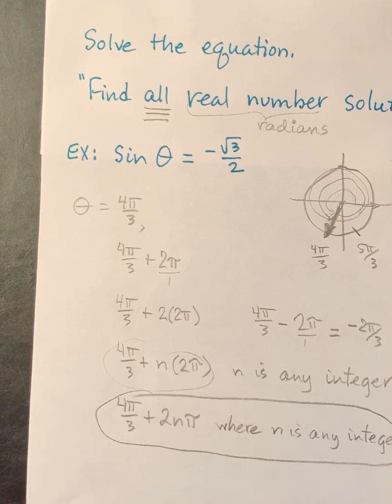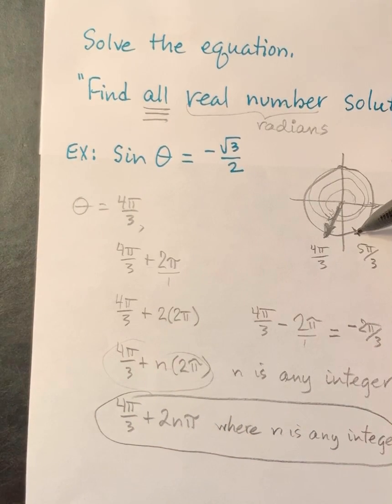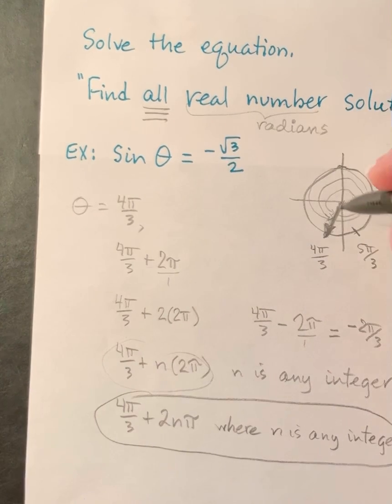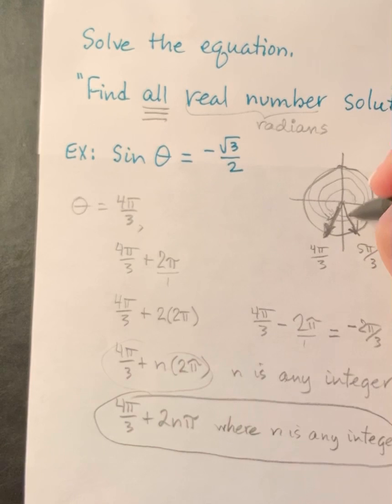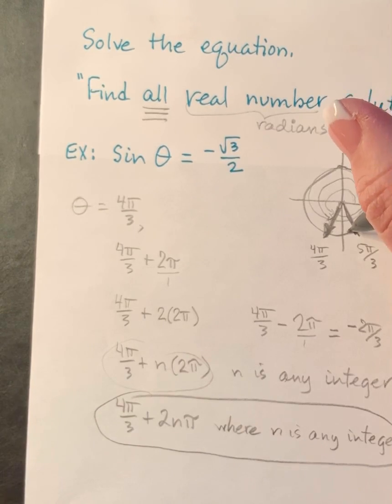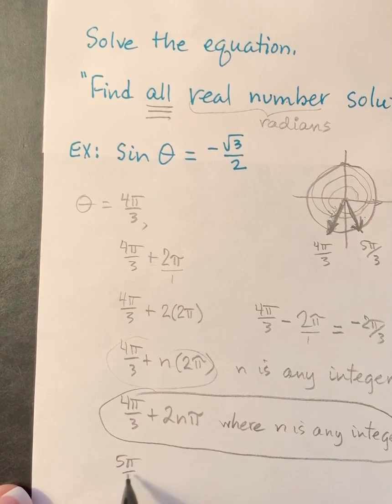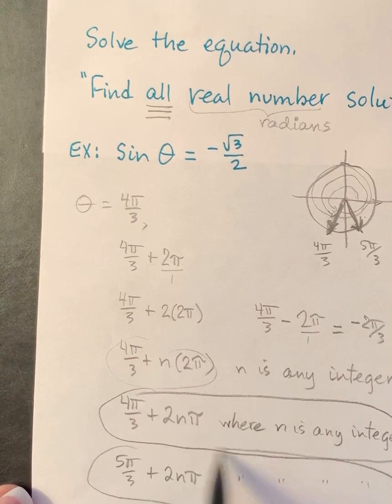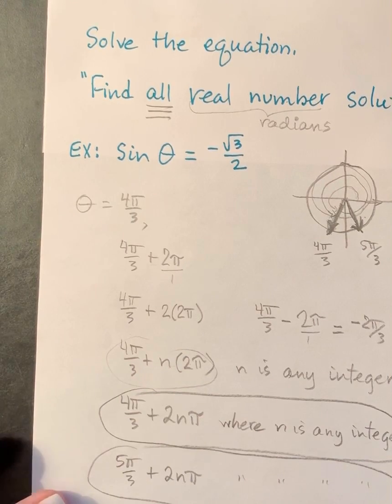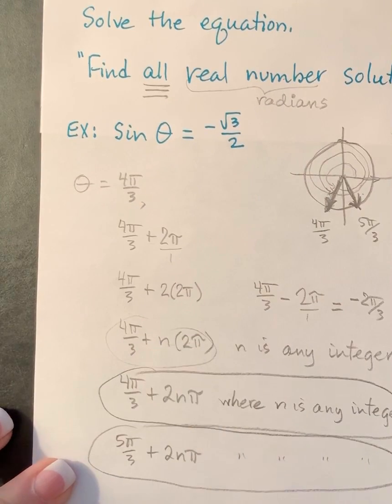And then you can't forget, we also have another angle with a different terminal side. That would be 5 pi over 3. So that angle also has a sine equal to negative root 3 over 2, and we want to include any angle that's coterminal with it. So we're also going to say 5 pi over 3 plus 2n pi, where n is any integer. So these describe all the real number solutions to the equation.